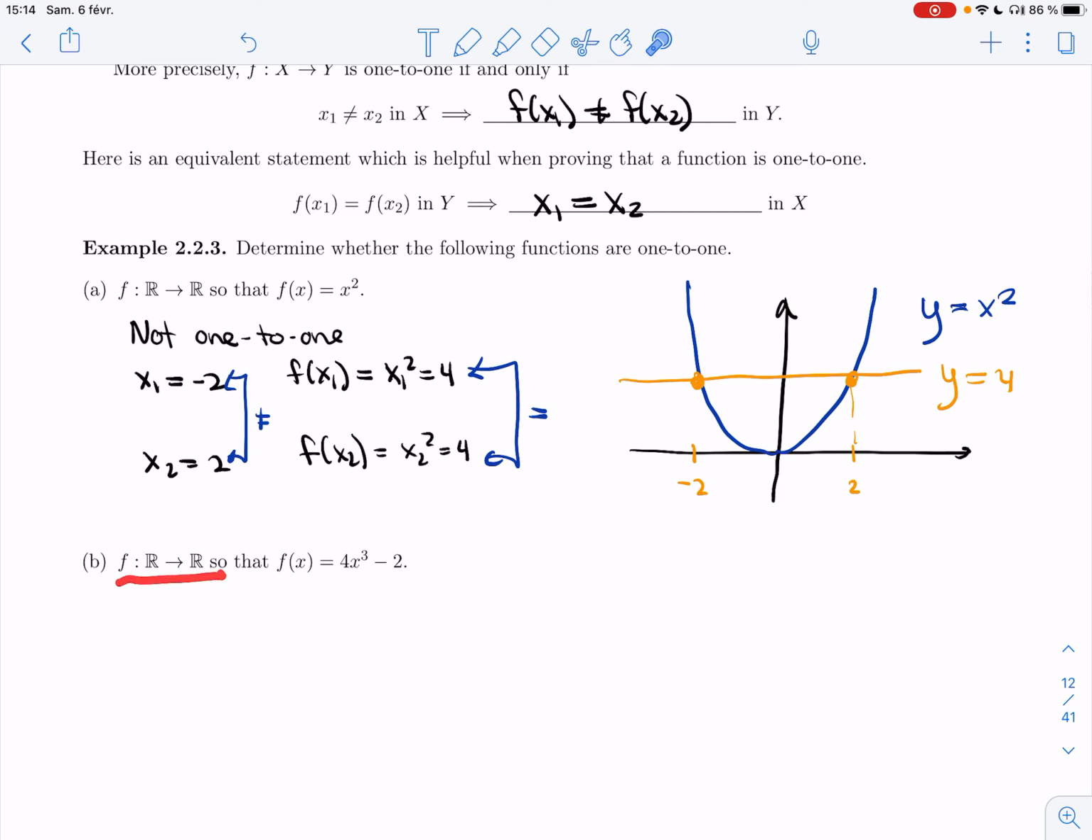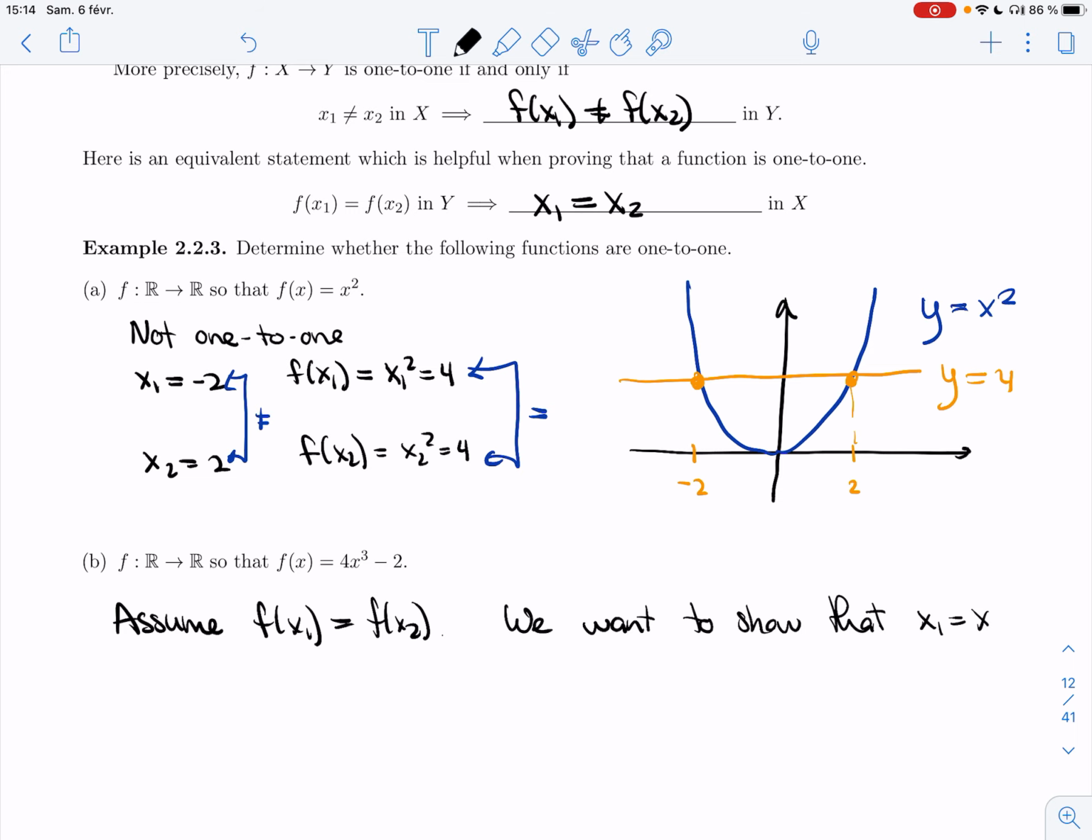Again, a real function because that's what we're most comfortable with. f of x is equal to 4x cubed minus 2. I want to determine whether this is one-to-one. I claim it is. To prove it's one-to-one, I'm going to start with this phrasing here. I'm going to assume that I have this and I will want to prove this. So I'm going to assume that f of x1 equals f of x2, and we want to show that x1 equals x2.